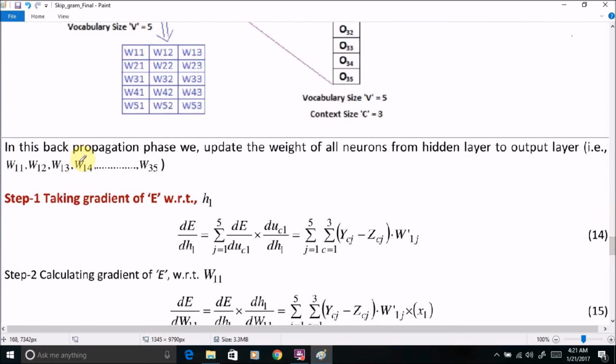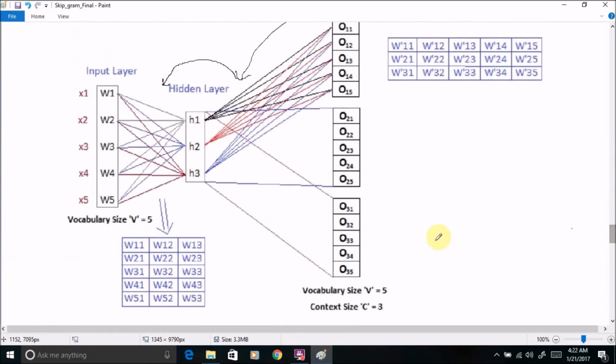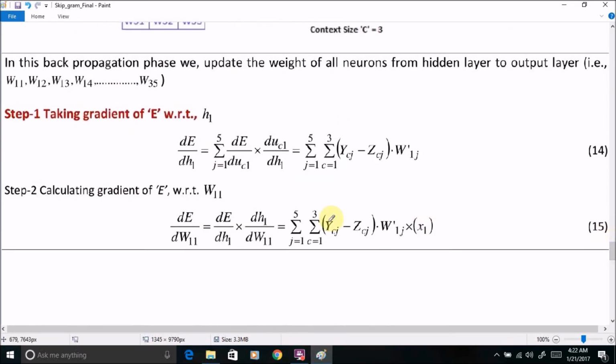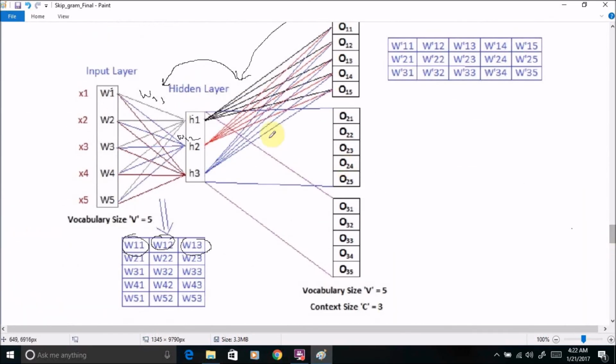So first of all, the main aim of this back propagation is to update the weight of all these neurons in this matrix. For example, this is W11, W12, and so on. So we have to update the weight of these neurons. For this, first of all we will take the gradient with respect to H1, because we are getting the summations at H1.